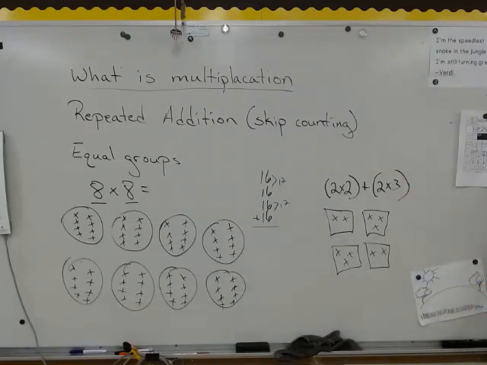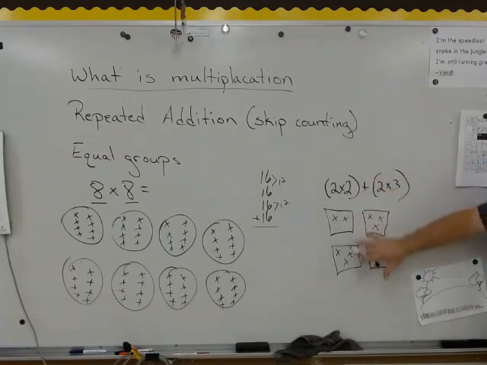Two times 2 plus 2 times 3. Because I have two groups of 2, groups with 2 in every group, and I have 2 groups of 3, 2 groups with 3 in every group. And if I figured those out, I can just add them together. Okay? It's just a way of doing it.